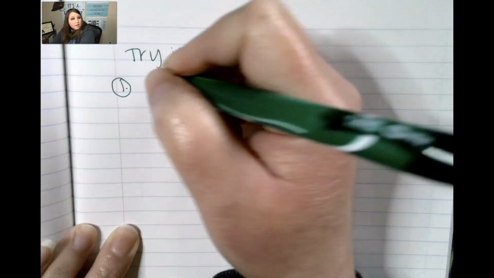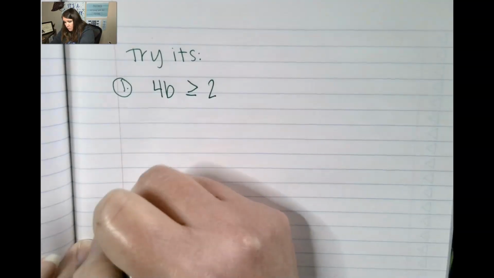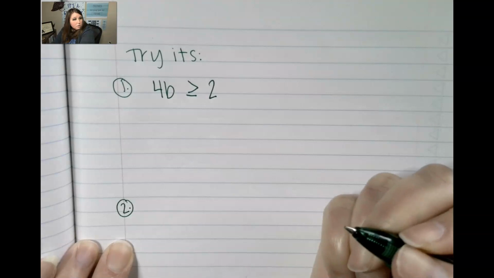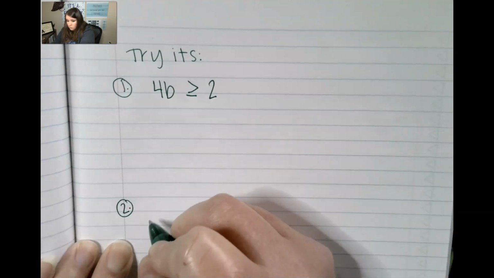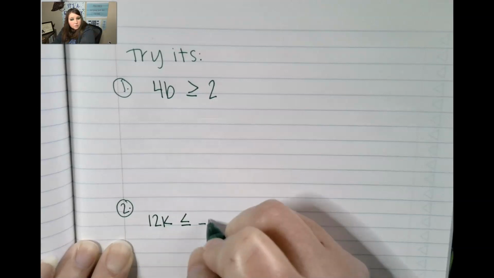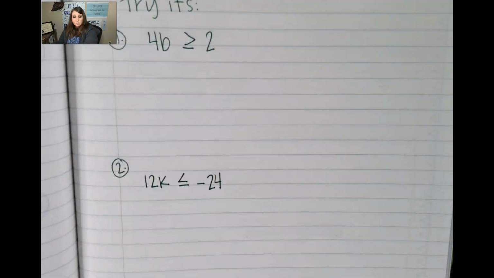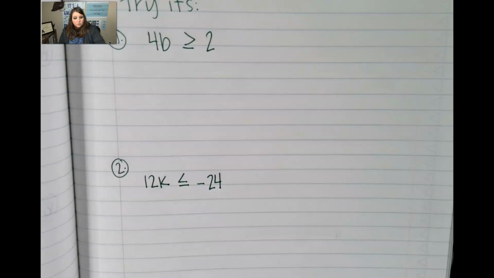All right, try-it number 1. Try-it number 1 says 4b is greater than or equal to 2. And then try-it number 2 says 12k is less than or equal to negative 24. All right, go ahead and solve these. Make sure you solve for the letter and graph. Come on back when you are ready.